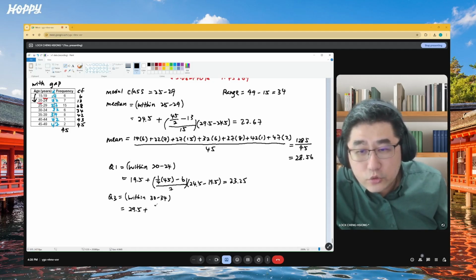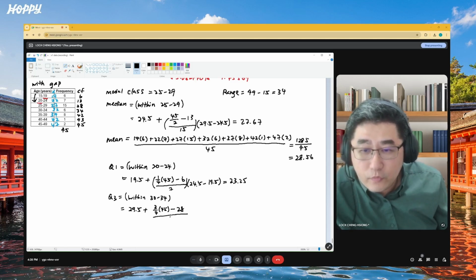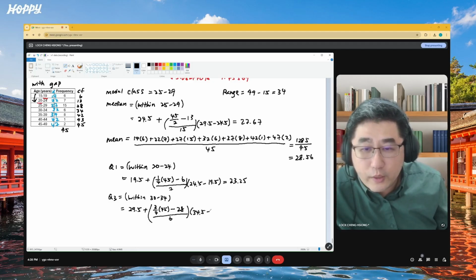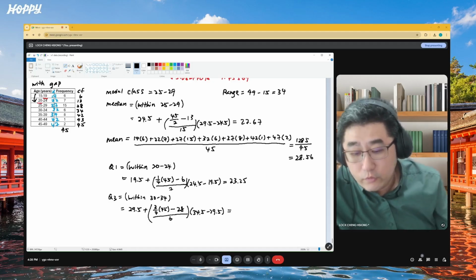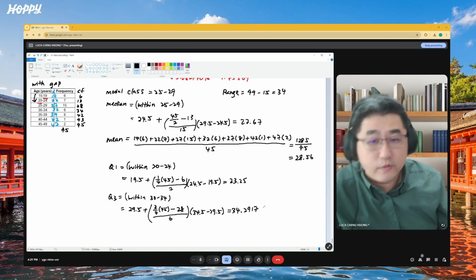29.5 plus 3 over 4 of 45 minus the cumulative frequency before the class, 28, over the frequency of the class, which is 6. Then multiply by the class size, so 34.5 minus 29.5. So let's see what we get. Minus 28 divided by 6 times 5 plus 29.5. So you have 34.2917.